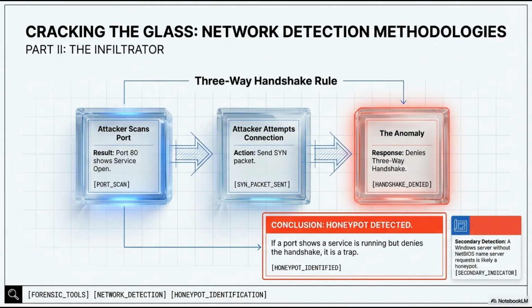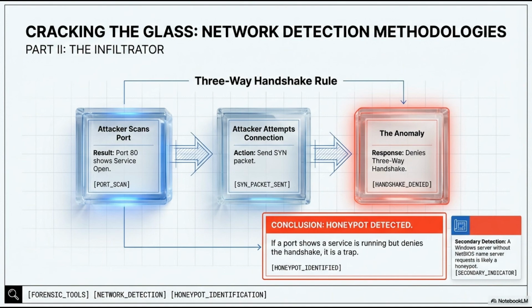Exactly. And there is a specific method mentioned here involving the three-way handshake. Walk us through this. This feels important. This is a huge giveaway. In a normal TCP connection, you send a SYN packet to say hello. The server sends a SYN-ACK back. You send an ACK to say, great, connection established. Standard handshake. Hello. Hi. Good to see you.